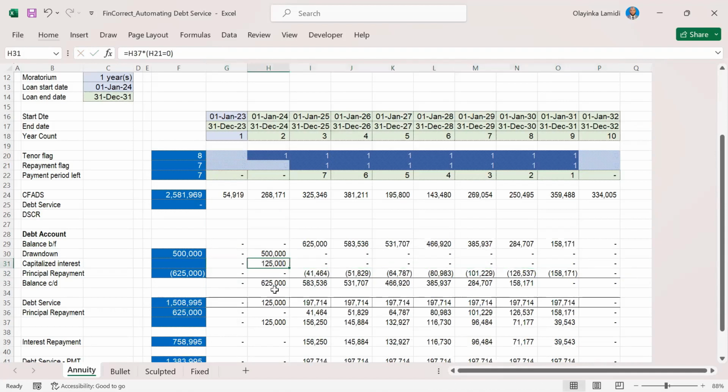Then fill right, Control R. You can see that this interest has been capitalized. Our loan balance has increased to 625,000, right? And of course, in the following period, we are now making payment. So this is how to go about capitalizing interest.